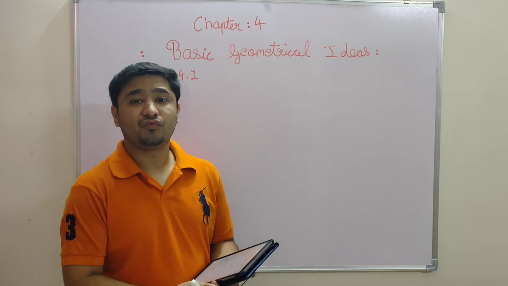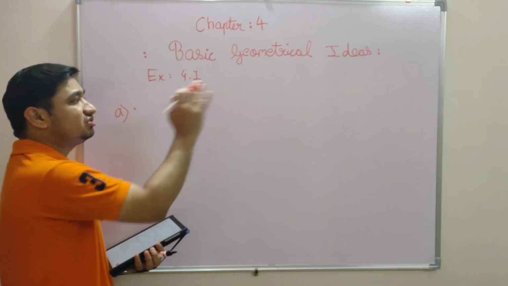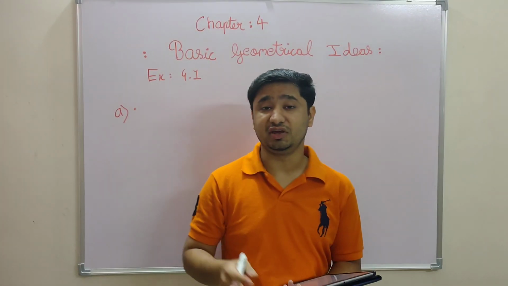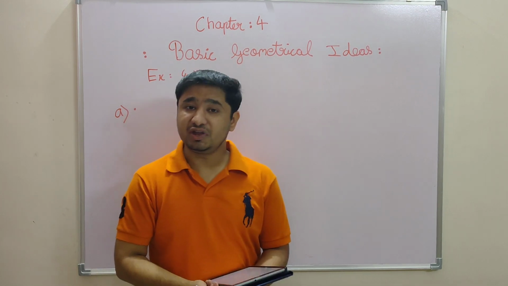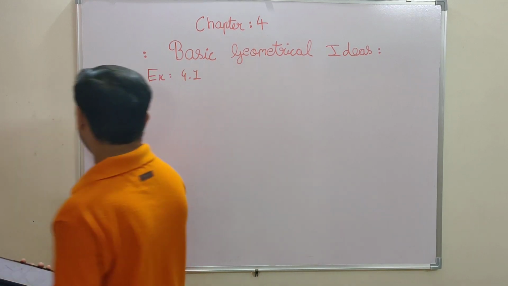In the last video, we started a new chapter, chapter number 4, Basic Geometric Ideas. Exercise 14.1, questions 1, 2, 3, 4 we have done. For today's video, we will continue with question number 5, A part.